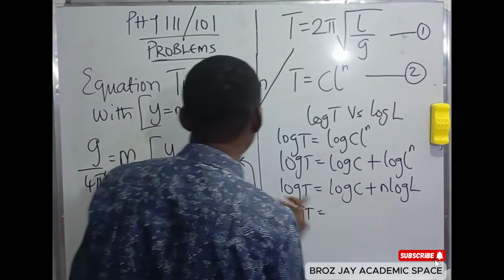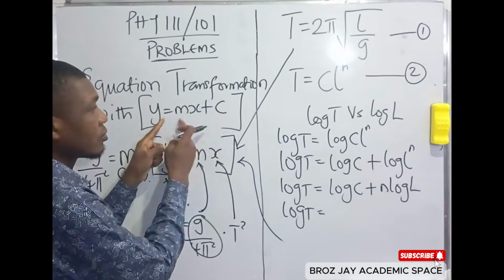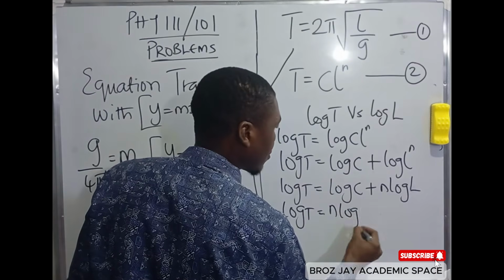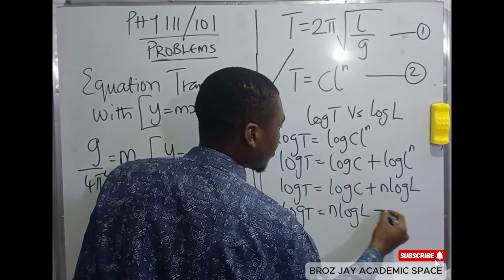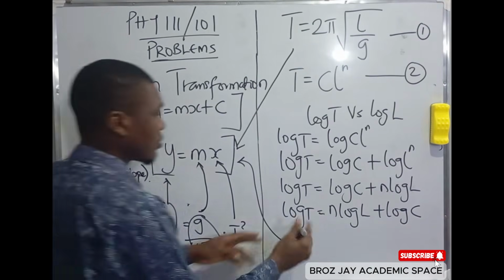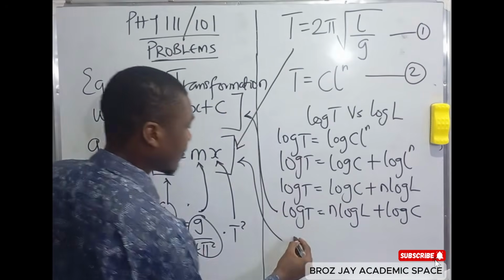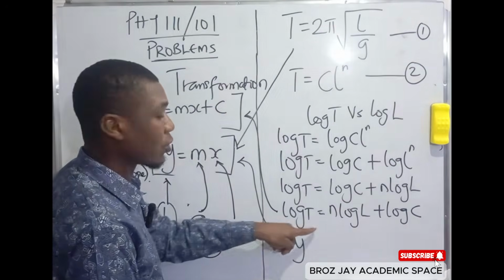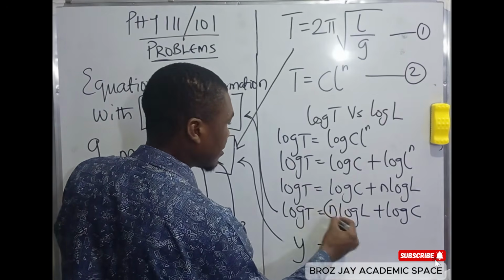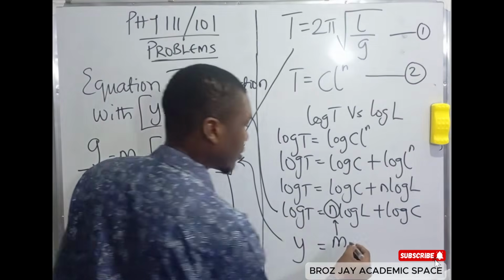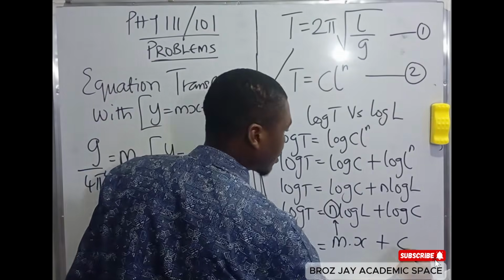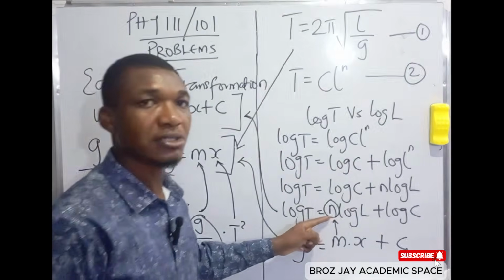Let's transform this, because we are looking at this equation to look like this. So we have n log L plus log c. Therefore, we have transformed this equation to look like this. There we have our vertical, which is log t, equal to y. My m is automatically my n here, which is the slope, dot x, which is log L, plus c. So that's how to find the constants which we were asked in your experiment.